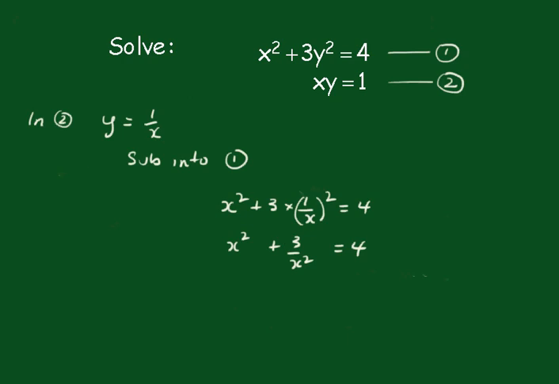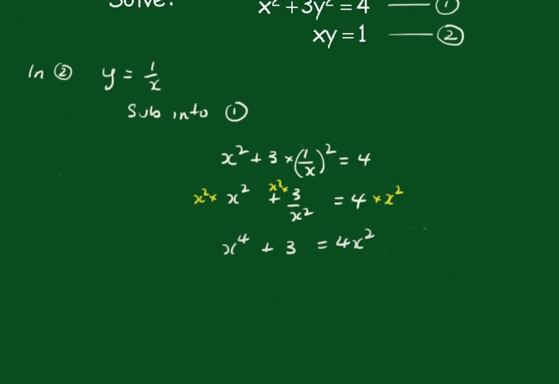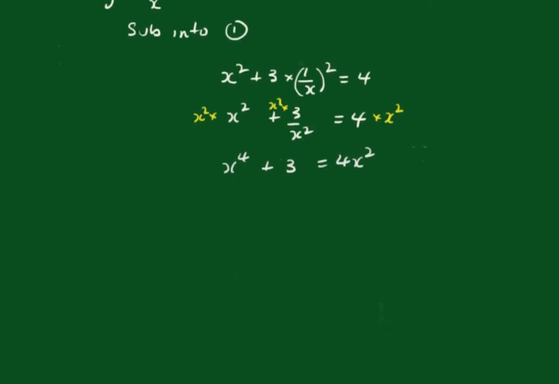And what I'll do now, I'll multiply throughout by x squared. So x squared here, x squared here, x squared here. So now we get x to the 4th plus, now these x squareds cancel, 3 equals 4x squared. Subtract 4x squared from both sides, and we get a little quartic happening now.